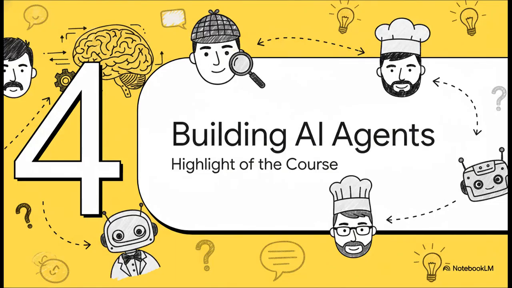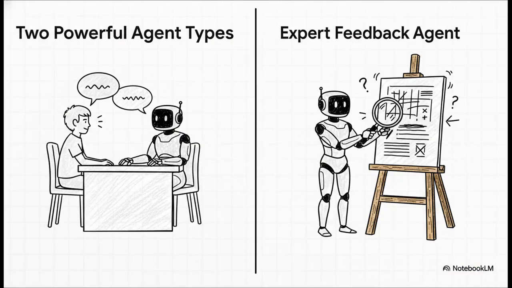Okay, now we've arrived at what I personally think is the absolute highlight of the entire Google course. And that's creating these specialized personas that they call AI agents. Google showcases 2 incredibly powerful types of these agents. First, you have the simulation agent. Think of it as a practice partner. It can act as a hiring manager and give you a mock interview.